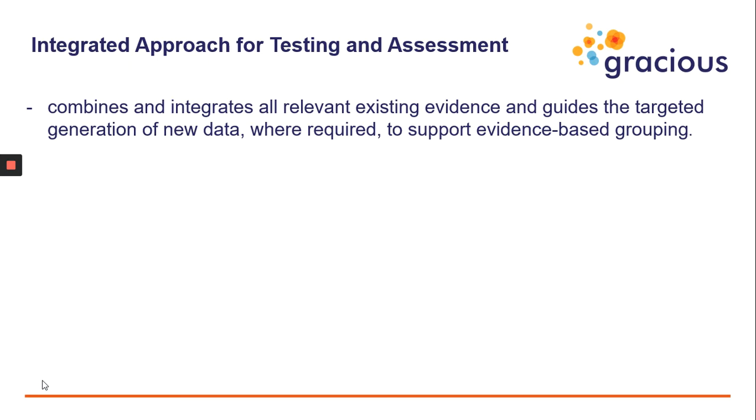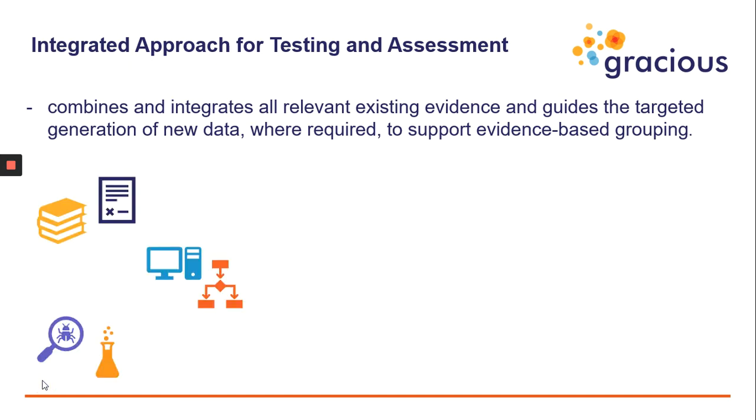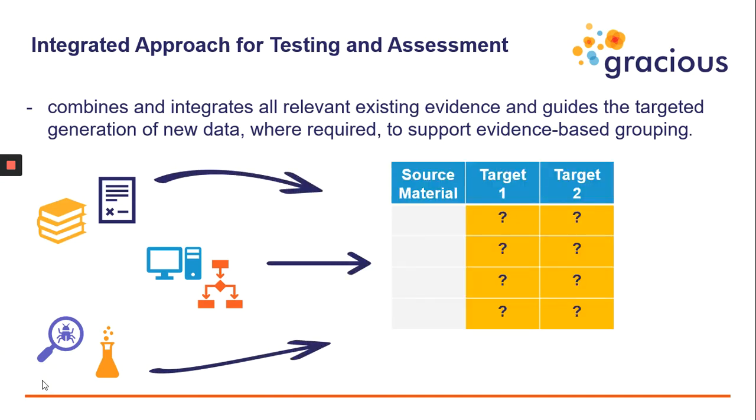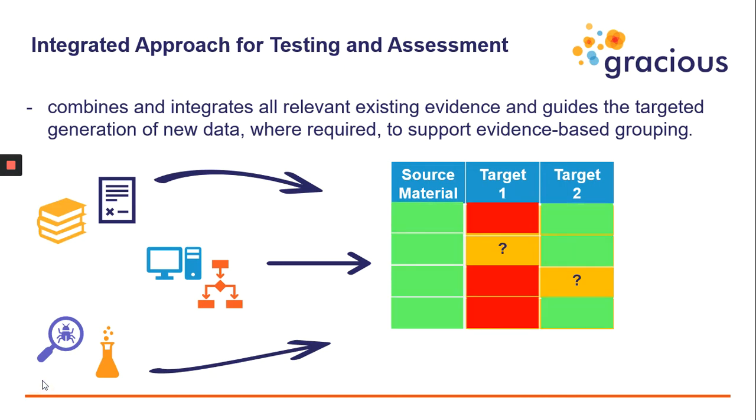Specifically, the IATA are tailored testing strategies that get information from existing sources, for example, reviewed literature, reports and databases, in silico modeling approaches, and/or newly generated data from experimental testing. The IATA then combines and integrates information from these different sources together using a data matrix. As each IATA is tailored to a specific hypothesis, the user will be guided to only gather the evidence required to assess whether a specific hypothesis can be accepted or rejected.